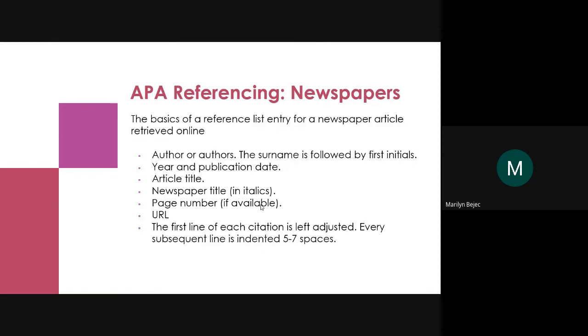So the basic reference list entry for a newspaper article retrieved online: author or authors, with the surname followed by the initial, then the year and publication date, the article title, then the newspaper title in italic, and then the page number if available, and then the URL. Take note, the first line of each citation is left adjusted. Every subsequent line is indented five to seven spaces.